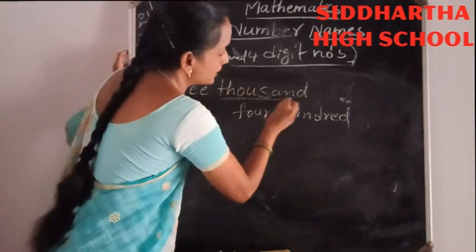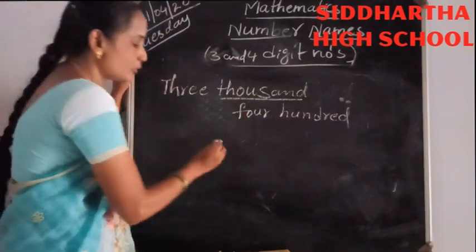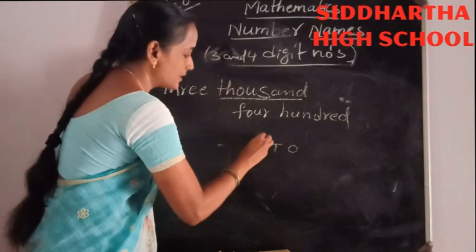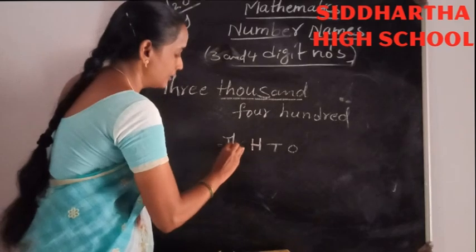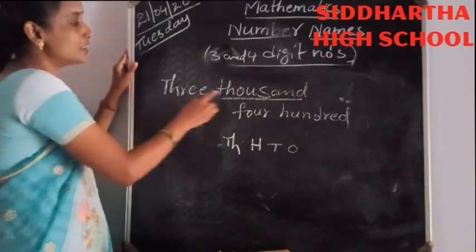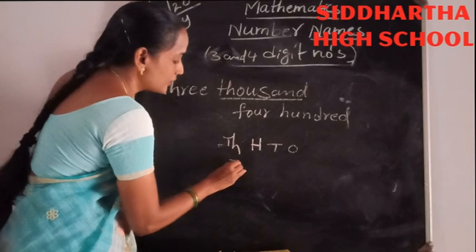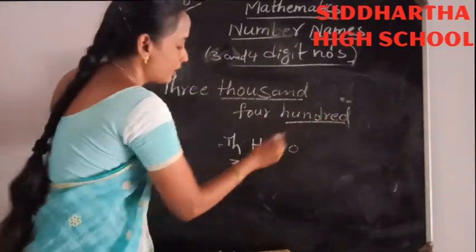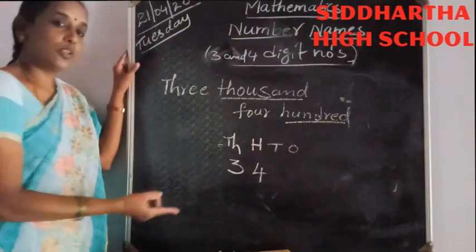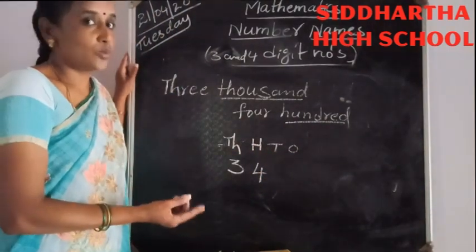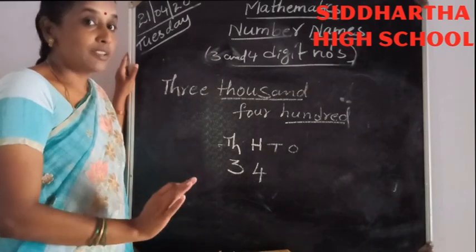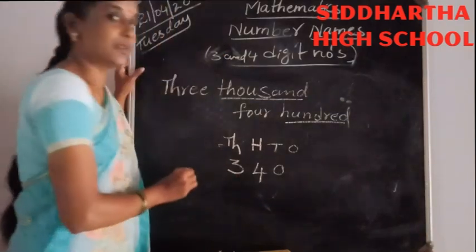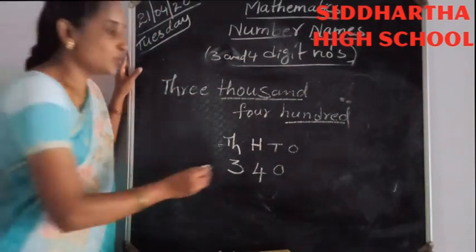3,000. 3 is in which place, children? Thousands place. So first you can write the places up to thousands: ones, tens, hundreds and thousands. 3 is in thousands, 3,000. 400. Now do you have any digit? No, you don't have any digit. Don't leave it like that. In the places where digits are not there, you can put zeros.